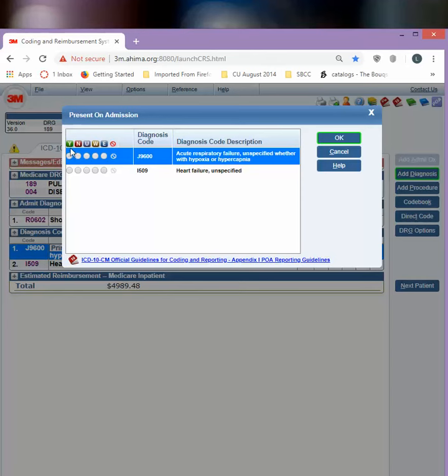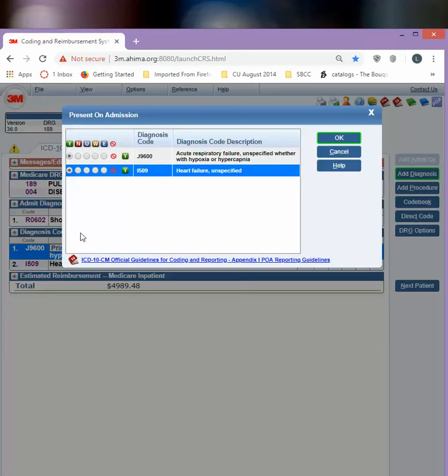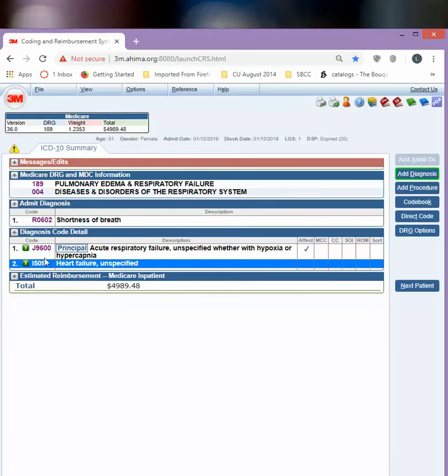The types of indicators are up at the top, which are also discussed for you in the course lecture document. Your present on admission indicators are Y, N, U, W, and E. So the question is, was this patient's acute respiratory failure present on admission? Based on the clinical information you were given in the case, the answer to that is yes. Was the patient's heart failure diagnosis present on admission? The answer is yes. She came into the facility with these two things going on. And then you hit OK. Now you have your POAs identified next to your ICD-10-CM diagnosis codes.